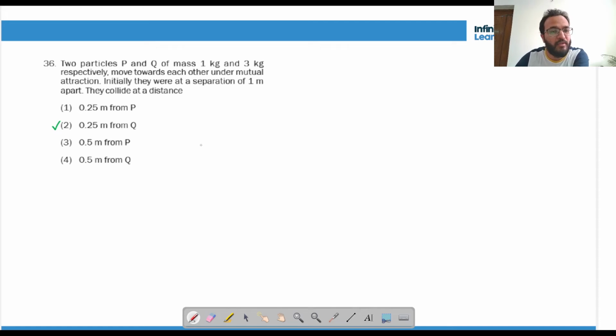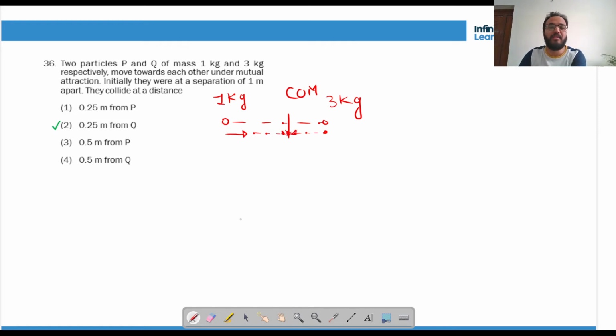Two particles P and Q respectively move towards each other under mutual attraction. Initially they were at a separation of 1 meter. They collide at a distance. Obviously, if you release these two objects under mutual attraction, their center of mass will not move. So even if they move, their collision will definitely happen at the center of mass, that means here. So we just need to find out the center of mass, that's all.